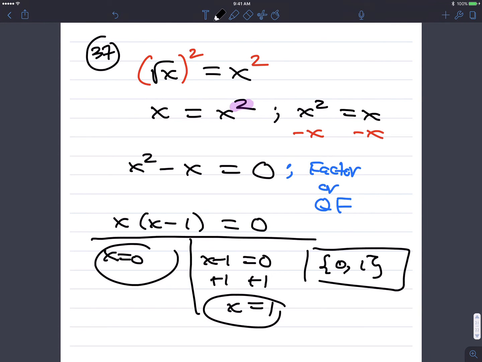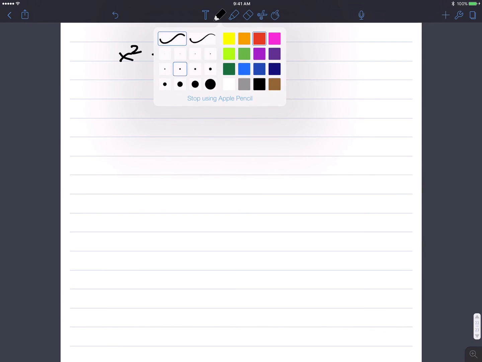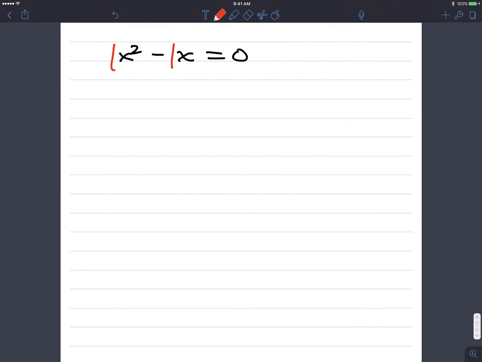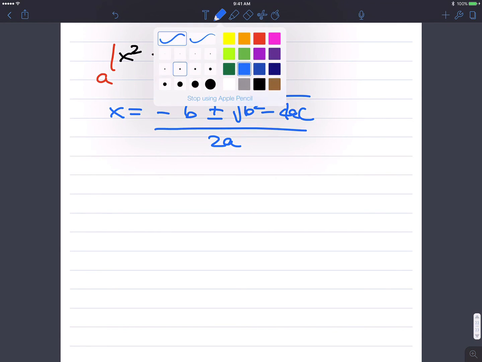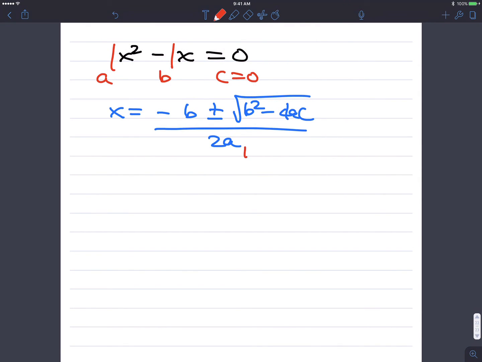So these are our choices. Now remember, x squared minus x is 0. If you go back to the quadratic formula worksheet, this is a, this is b, but c is 0. There is no c term. So by the quadratic formula, we say x is negative b plus or minus the square root of b squared minus 4ac, everything over 2a. So if a is 1 here, b we know is negative 1, and c is 0.